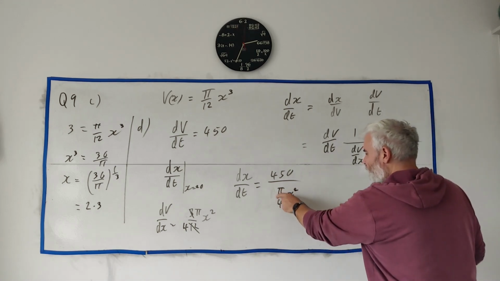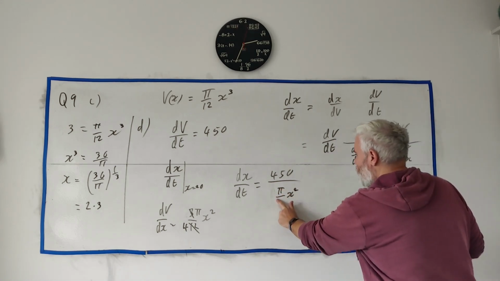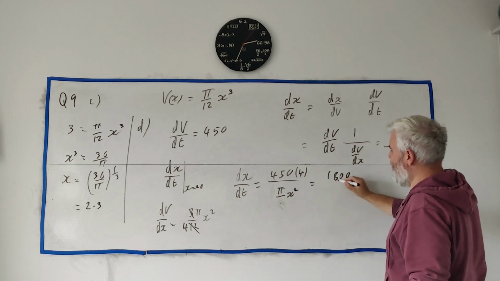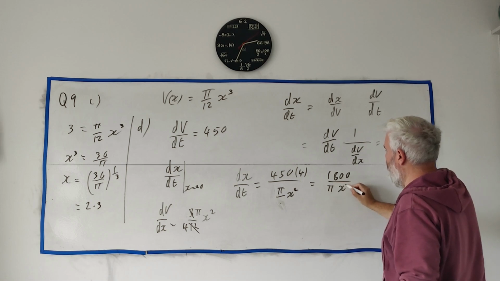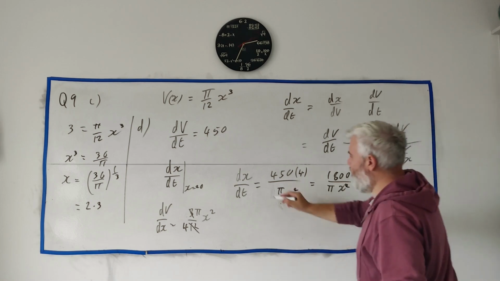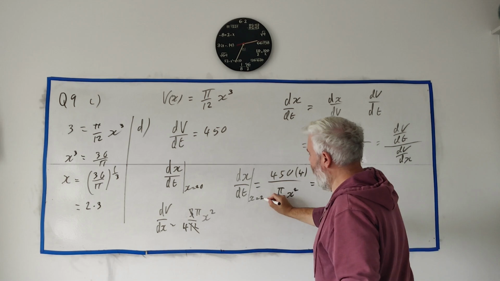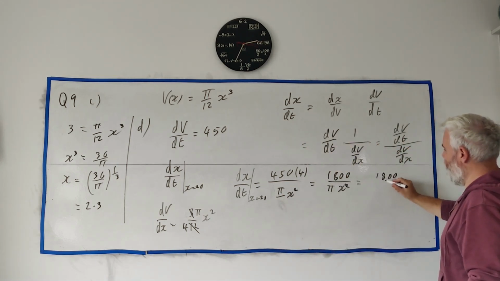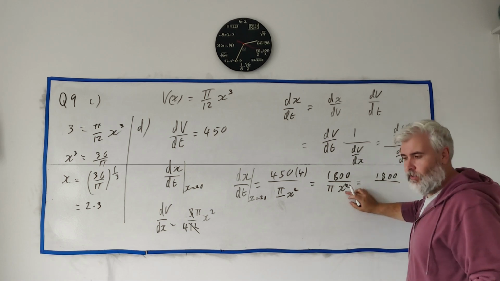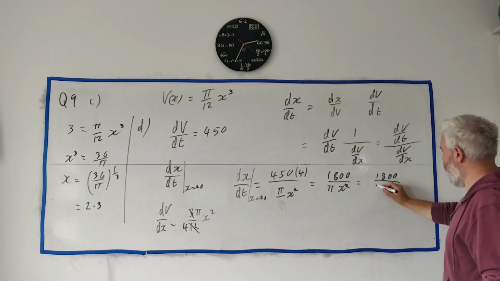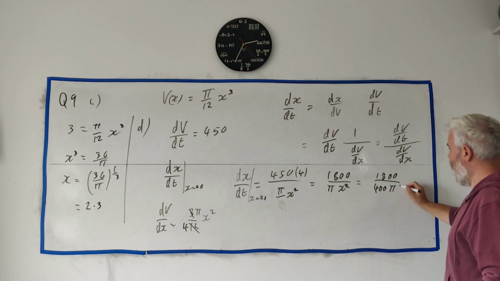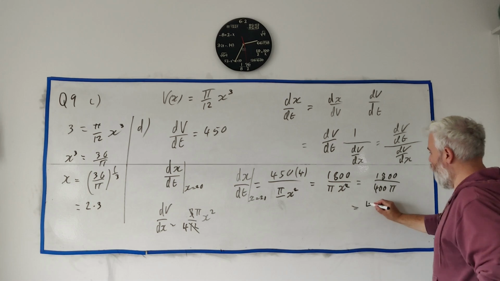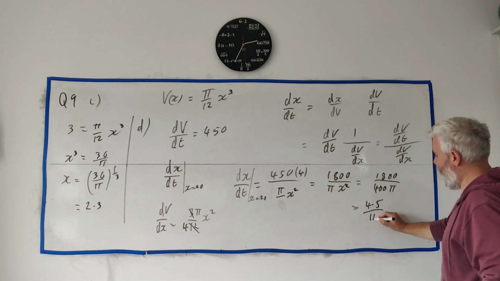The 4 divides by 4, so that 4 just comes all the way up here. So that is equal to 1800 over pi x squared. Then also remember that x is equal to 20, that's what we're interested in here. So that's 1800 over 20 times 20, which is 400 pi, and that equals 4.5 divided by pi.